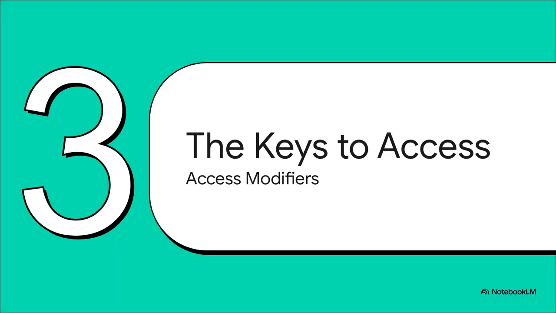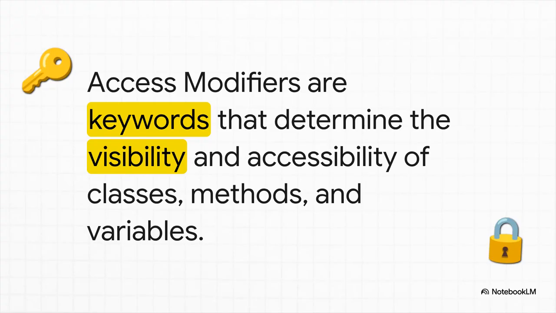Okay, so our mansion is built, and it's in a nice neighborhood. Now it's time to go inside. We're talking about the rooms, the valuables, the inner workings. And this brings us to maybe the most important question for any architect. Who gets a key? In the world of Java, our keys have a name: access modifiers.